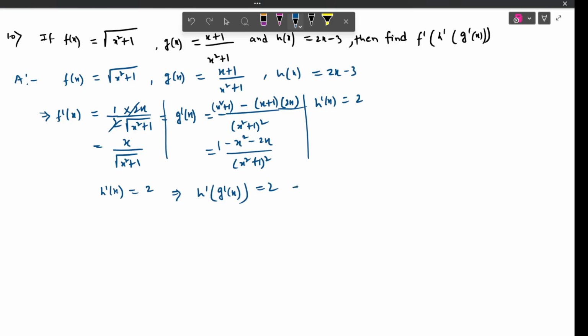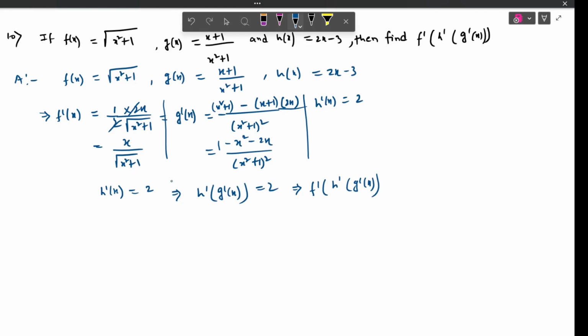Now if we want to find out f dash of h dash of g dash x, so what is f dash x? f dash x is x by root under of x square plus 1.